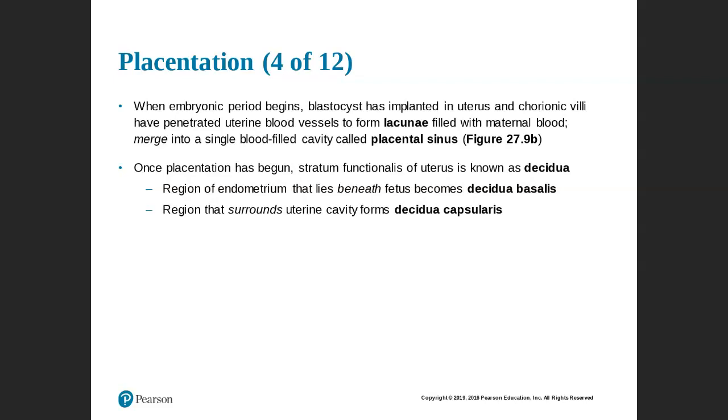The term decidua, okay, means temporary. Literally, in Latin, it means temporary. You know, like when you look at deciduous trees, they're just temporary trees, like pine trees are deciduous trees, whereas live oaks are permanent, and they're going to stay around a while, okay? Anyway, the region of the endometrium that lies beneath the fetus, that's called the decidua basalis. And the region that surrounds the uterine cavity forms the decidua capsularis, okay?